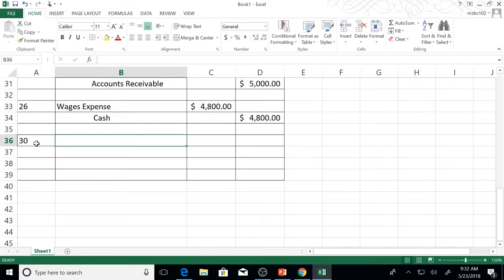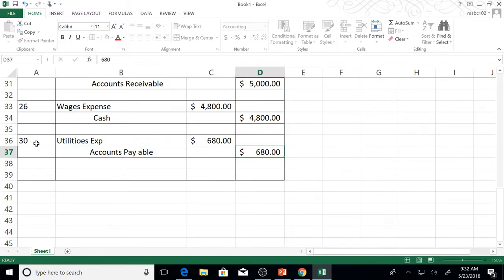Third is debit utilities expense for 680. And we're going to credit accounts payable, or utilities payable, for 680. All right.